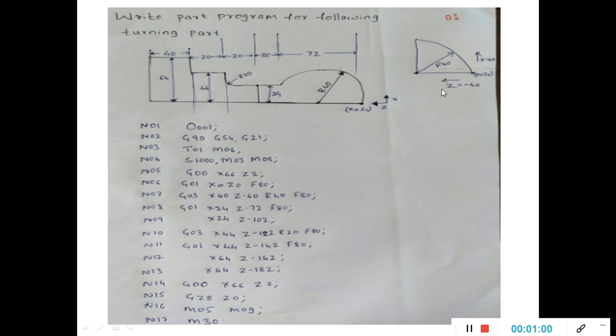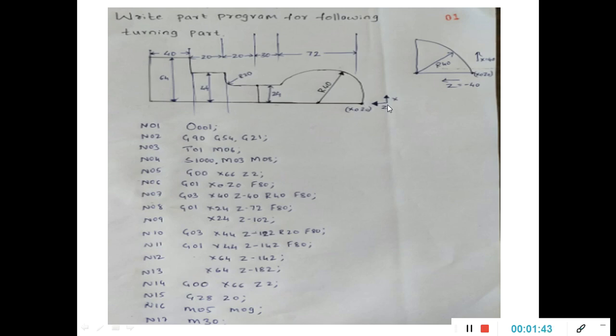For the turning operation, see here, the upward direction is the x value, and this direction is the z value. Got the point? The upward motion is the x value, and the horizontal motion is the z value. So there is no y value in the turning operation. For this particular turning work part, this is the reference point, x0 z0.